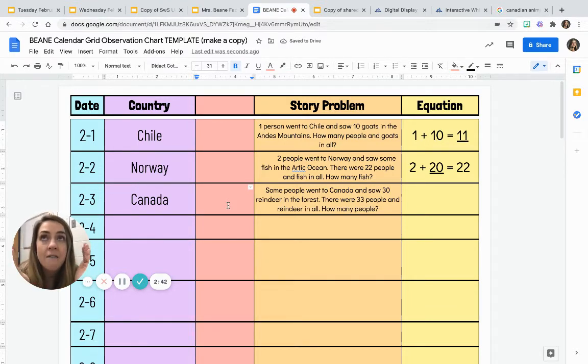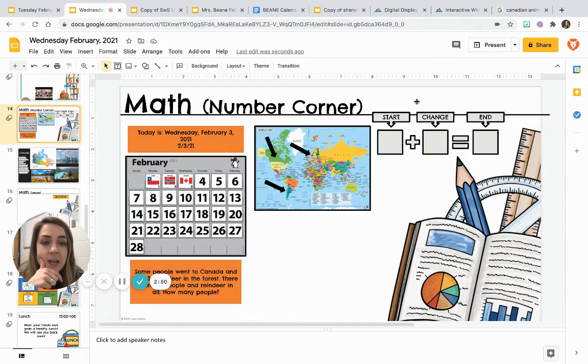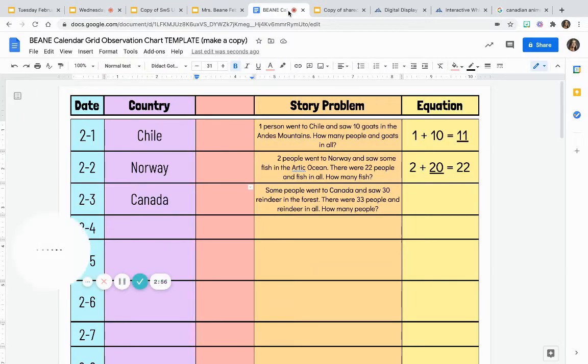And I want you to have that start, change, end picture in your head. So I'm going to go back to it real quick. I want you to think about this as I'm reading it. What do we know? What do we need to find out? All right. So some people went to Canada and saw 30 reindeer in the forest. There were 33 people and reindeer in all. How many people? So I'm going to show you the equations that we've had so far.